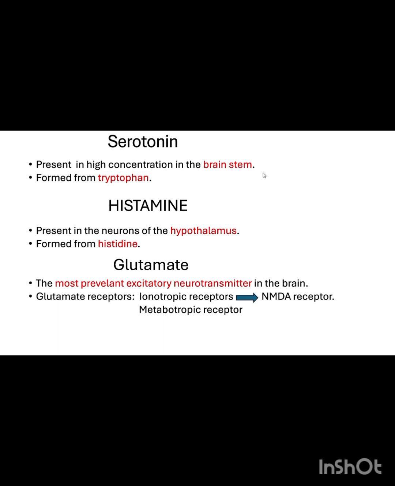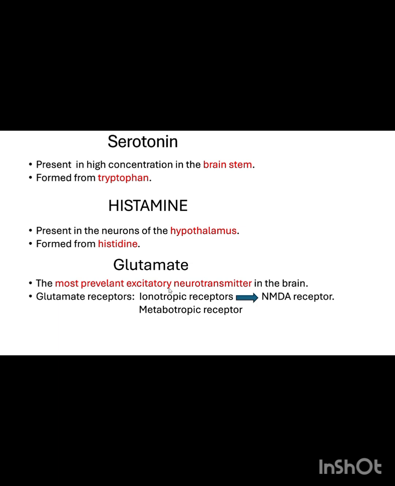And the last one we have here is glutamate. So if someone asks you about the most prevalent excitatory neurotransmitter in the brain, that is glutamate. So glutamate is the most prevalent excitatory neurotransmitter in the brain.